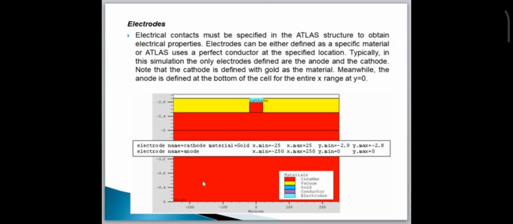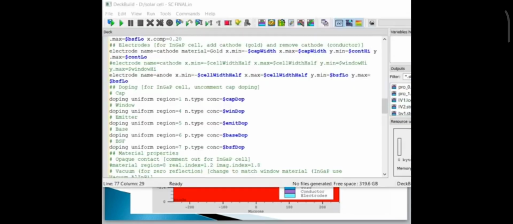With the positional parameter, you can note down that after defining the region with material, I have mentioned the electrode statement. Electrode name is cathode, material is gold, with their positional parameter. Then the electrode name is anode with their positional parameter. Two electrodes I am using in this code, cathode and anode.